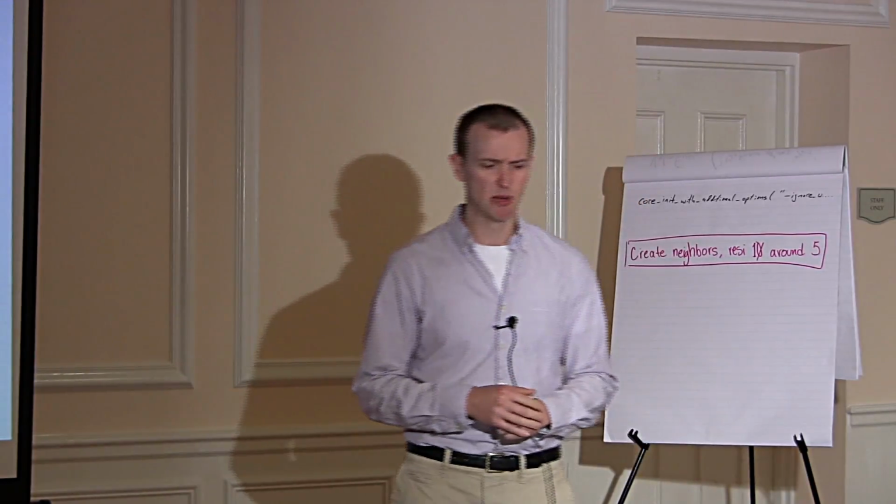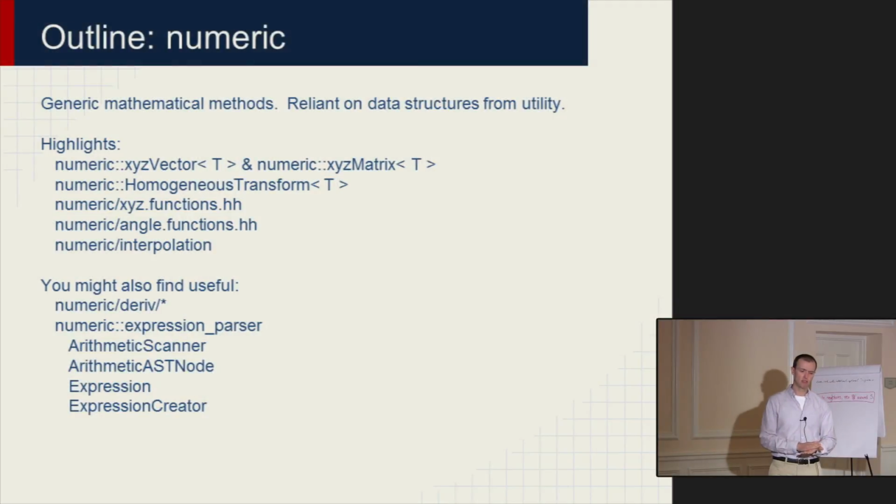For the numeric library, I'm going to mention a few things about the XYZ vector, the XYZ matrix, the homogeneous transform, some useful functions that live in xyz.functions.hh, and the interpolation libraries. There's really useful code in the numeric deriv directory if you're calculating derivatives for some new energy term that maybe depend on angles or torsions.